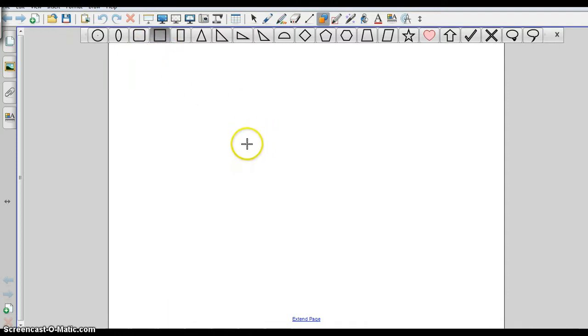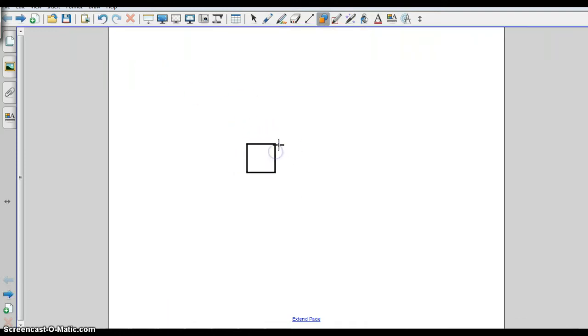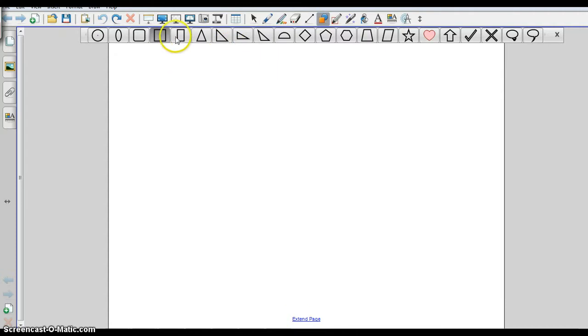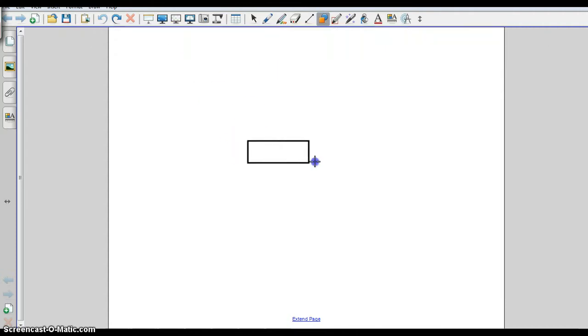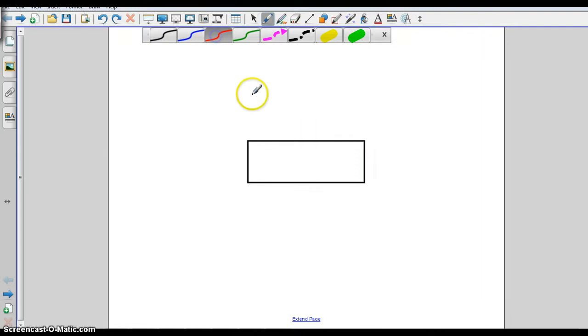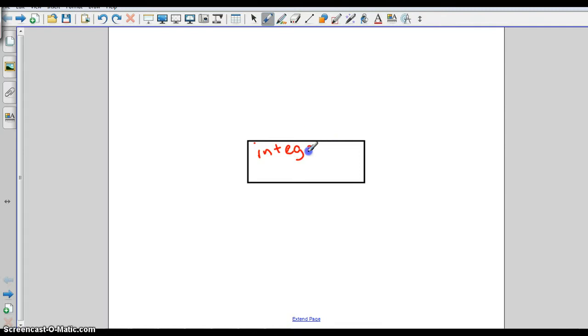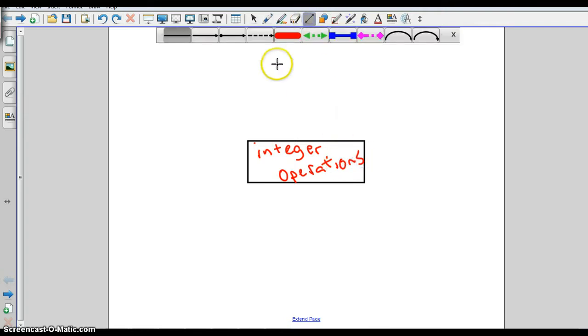So the first thing we're going to do is go to the middle of the paper. Let's not do that. Let's do just a triangle. I'm going to draw a triangle right in the middle of the paper. And in that triangle, write integer operations, just like this. All right. And then we're going to separate our paper into 4 different parts.